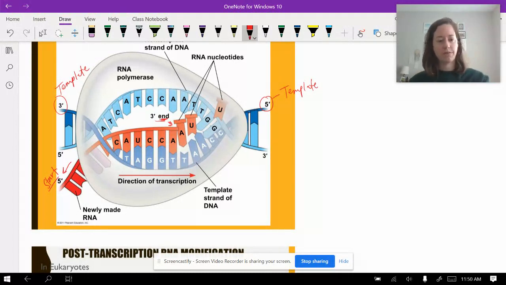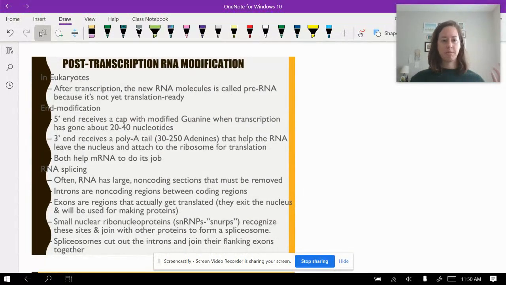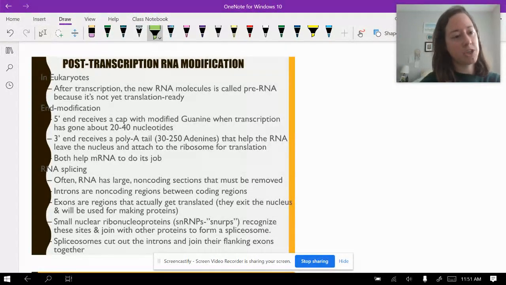All right, so then for eukaryotes, once the process of transcription is finished, there can be modification of the RNA, and there is modification of the RNA. So once transcription is immediately finished, we call the RNA pre-RNA because it's not ready yet to make a protein. And what it has is all of these extra segments that don't actually need to exist to create the protein, and they shouldn't exist. So they're going to get cut out. First, though, we're going to have end modification.